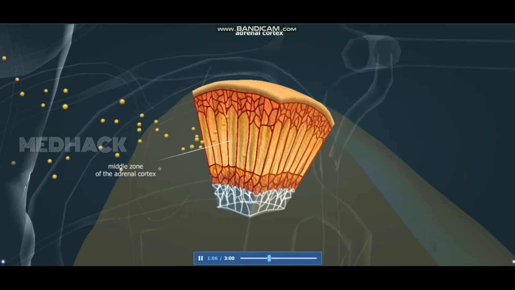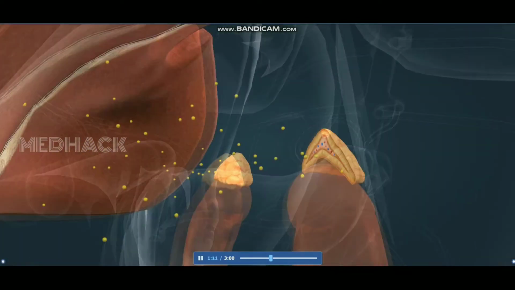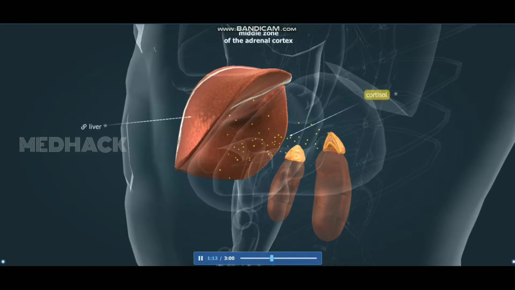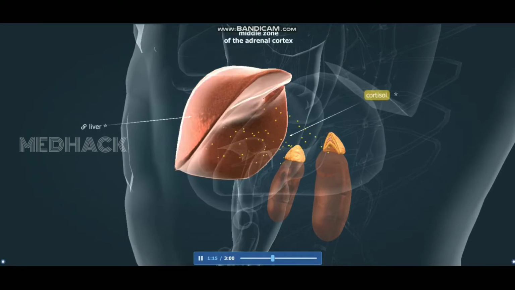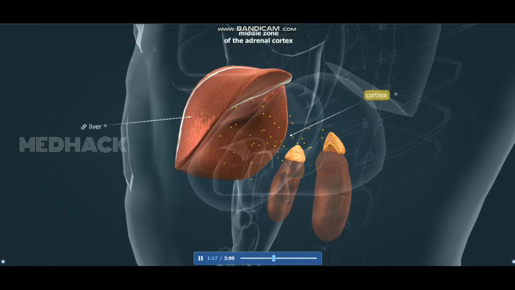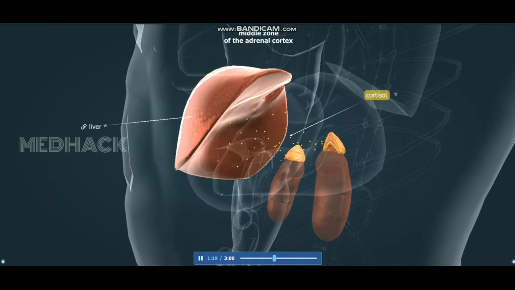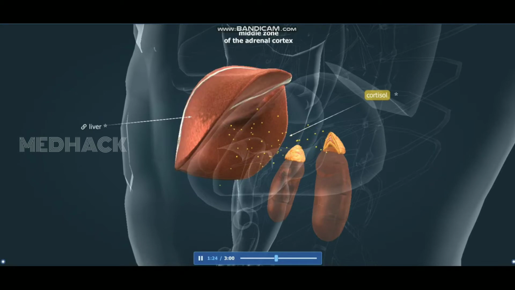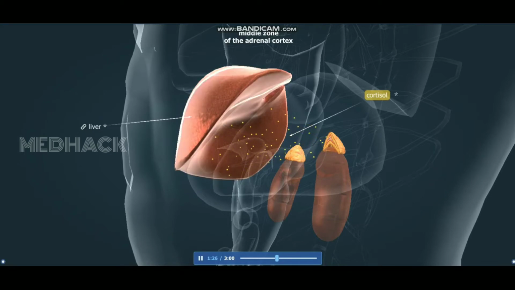The hormones produced in the middle zone affect carbohydrate metabolism in the body. These hormones act on the liver. They promote the storage of glucose and the conversion of lipids and proteins into glucose. This process is called gluconeogenesis and contributes to elevated blood glucose levels.